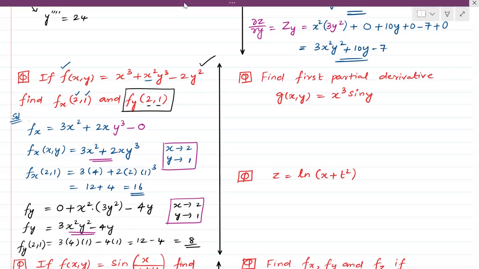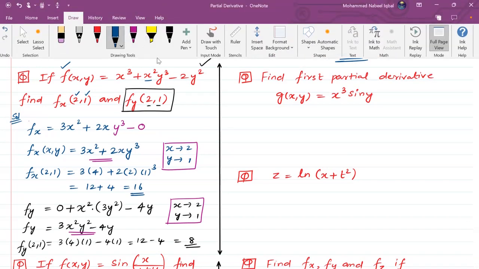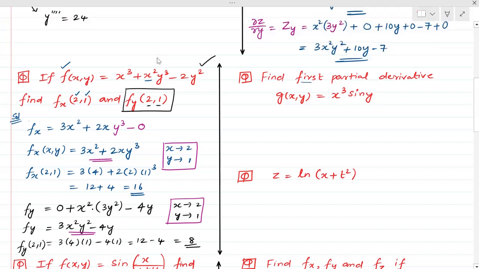So here you have to find the first derivative of the function. What do you mean by first derivative? This is the function g. You have to calculate gx and gy. So how will you calculate?